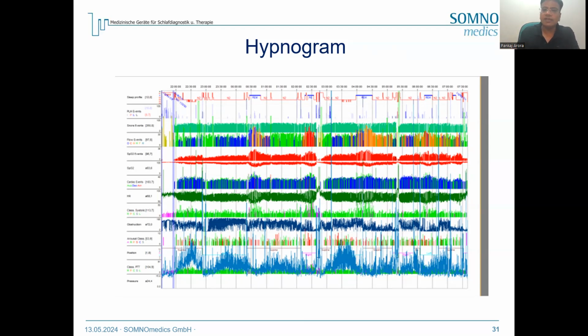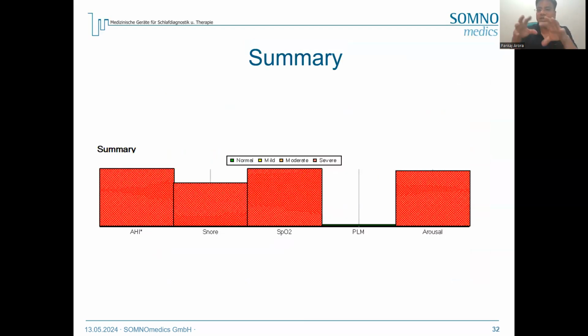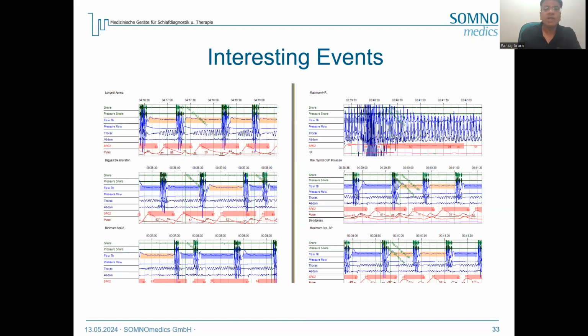After that, we will also come to know the summary in one snapshot itself. Everything is red. You see the apnea hypopnea index is red. Snoring is high. SpO2 shows a lot of desaturations. A lot of arousals. And that is why we come to know this is a severe case of obstructive sleep apnea.